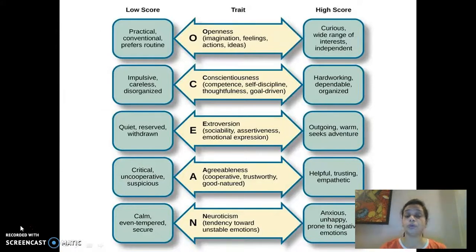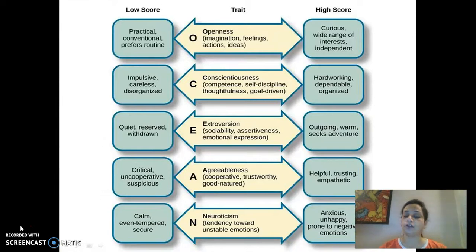If you score low on conscientiousness, that means you are impulsive, you don't think enough before acting, you're careless, and you're very, very disorganized. Because you don't give that much importance to being organized. On the other hand, if you score high on conscientiousness, that means you're going to be hardworking, you're going to be very, very organized, you are going to have a lot of self-discipline, you're going to set goals for yourself and do your best, work hard to achieve those goals.